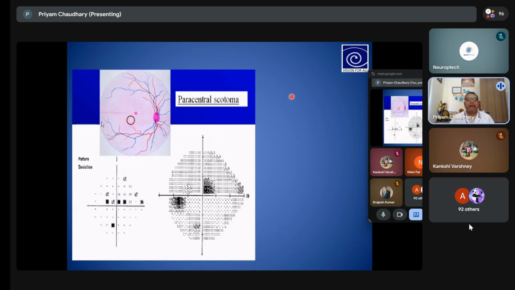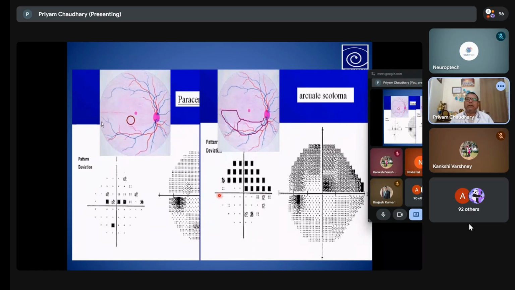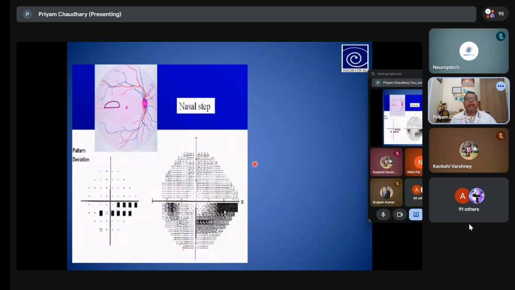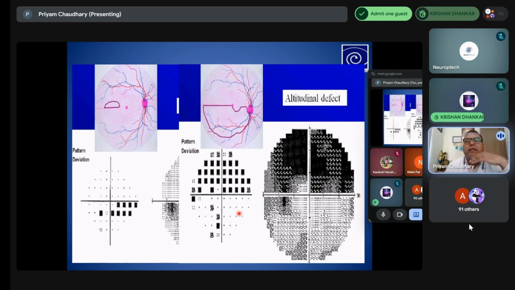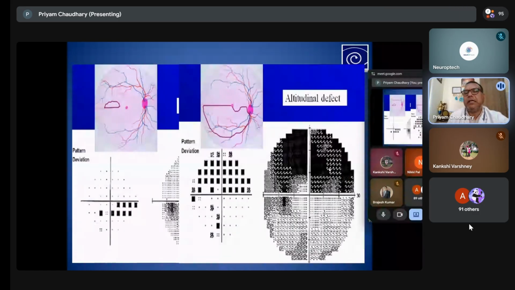And paracentral scotoma like this. Here you are seeing the defect in inferior, so you get the loss in superior. This is the arcuate scotoma. Nasal step in glaucoma, so you see the loss here. This is the altitudinal defect. Here you see the inferior defect, and in HVF you see the superior defect.